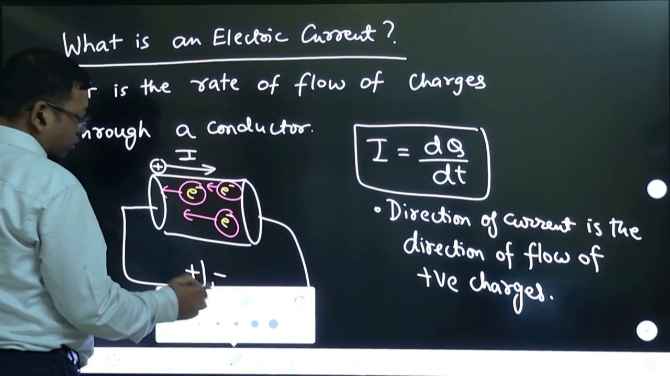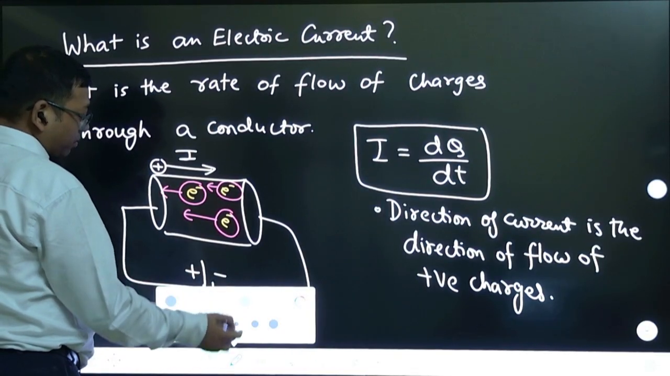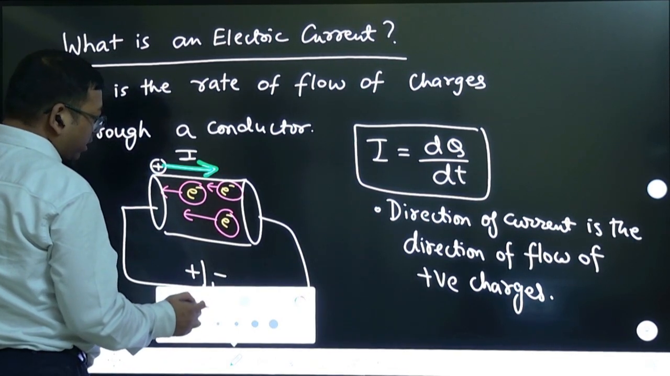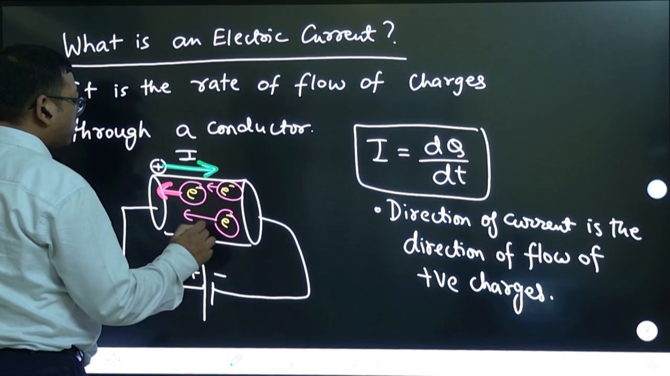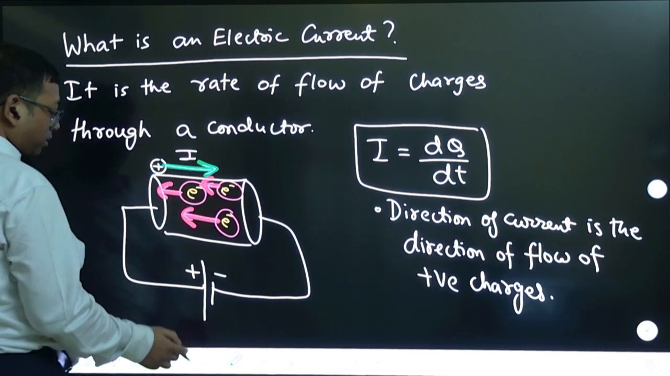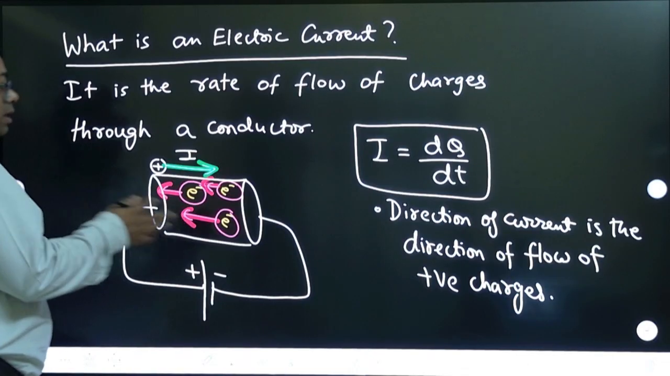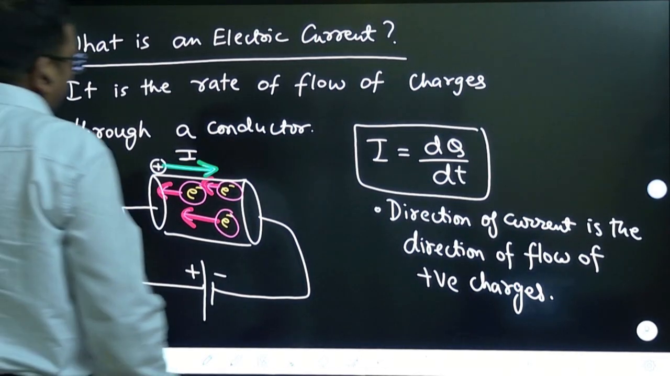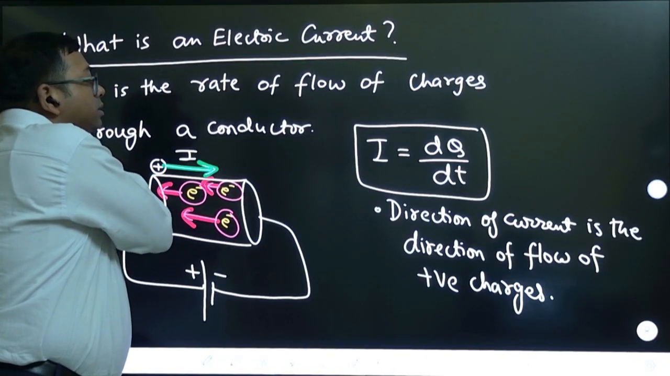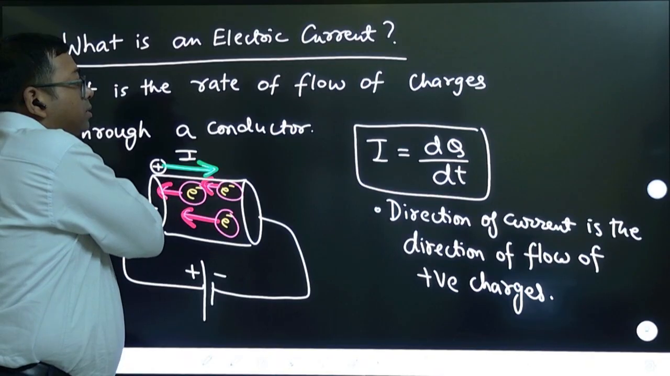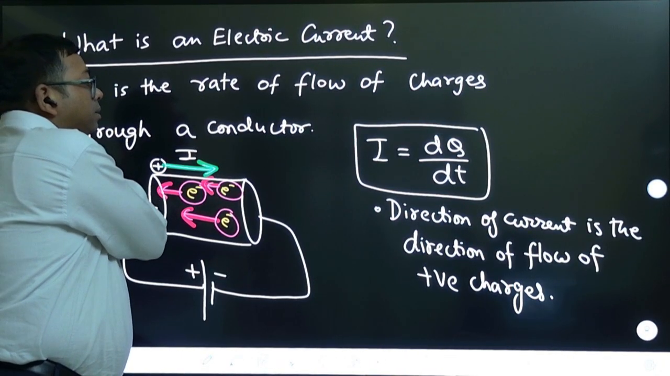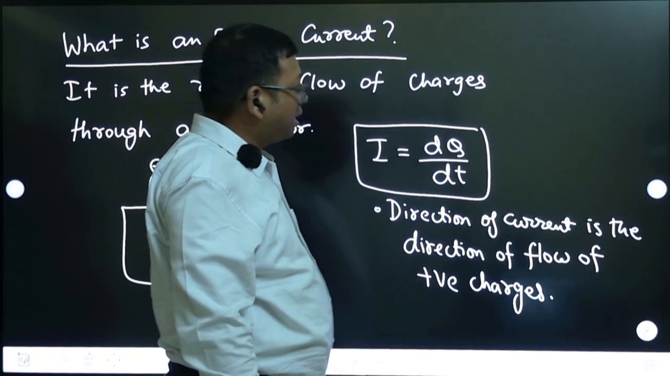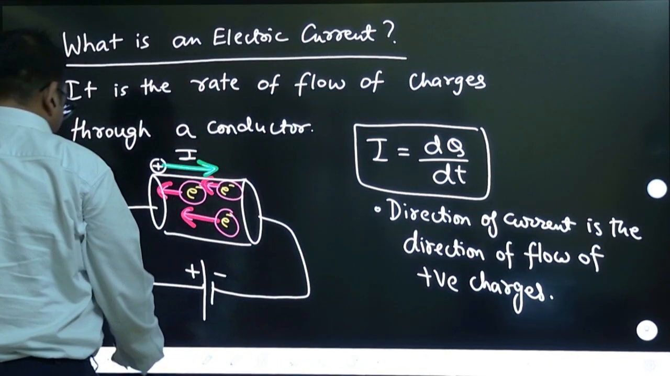Current direction is from left to right. That is what we have to understand. But electrons are flowing in the opposite direction, from right to left. So the electron direction and current direction are opposite, right? But the rate of flow of charge, dq by dt, is what it is. In NCERT there is a mistake while they are giving the concept of current. I will explain that mistake with an example.